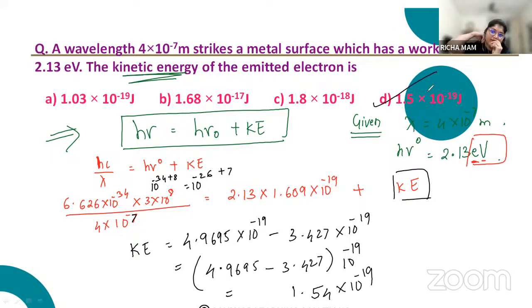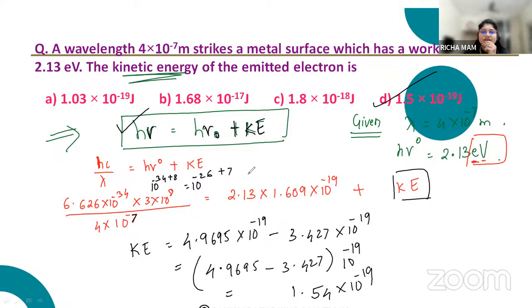So remember this formula of work function. If they ask you to find out the kinetic energy with respect to the photoelectric effect, then you have to remember this formula. H nu is equal to H nu naught. What is H nu naught? This is the work function. And they will ask you to find out the kinetic energy. We need to know the values and do the correct substitution.